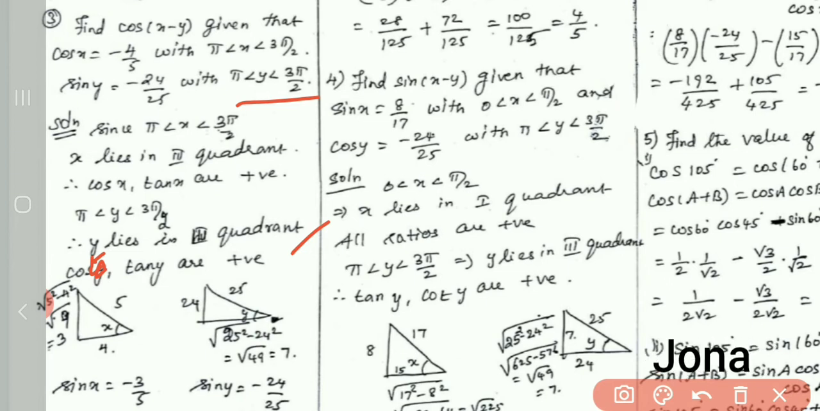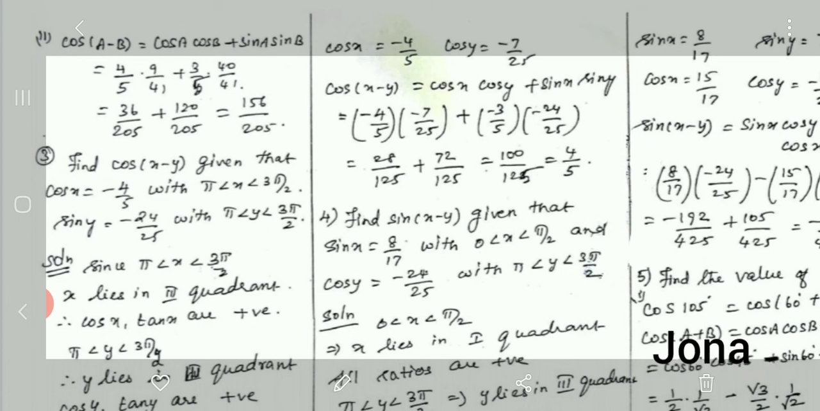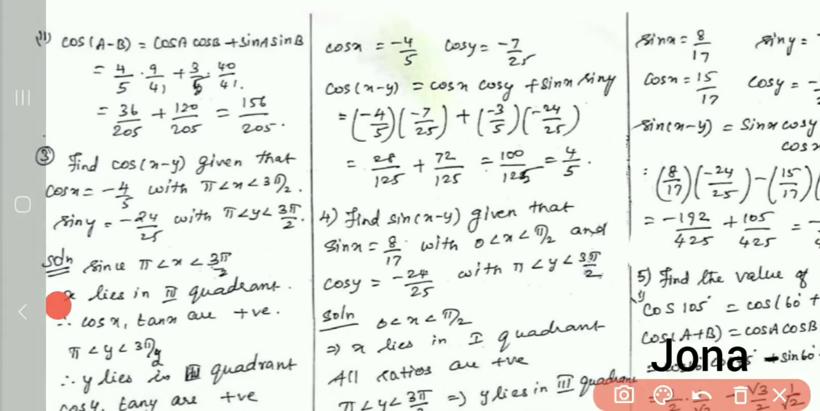Okay, from this cos x I want to find the value of sin x, from this sin y I want to find the value of cos y. Okay, that is our aim to do the problem. So find the value of sin x and cos y. Okay, let me see that from the diagram we can easily find this sin x is minus 3 by 5 and sin y is given already. From this I can find out the value of cos y. Okay, here it's given that value of cos y is minus 7 by 25.